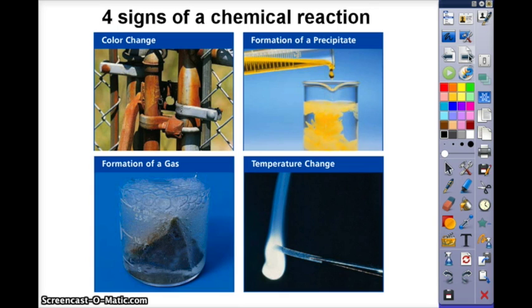At the right bottom, the temperature change looks like a magnesium strip being burned at a very high temperature. So that's a magnesium strip at room temperature, and then when it is being burned, the temperature increases. So it's an exothermic reaction.